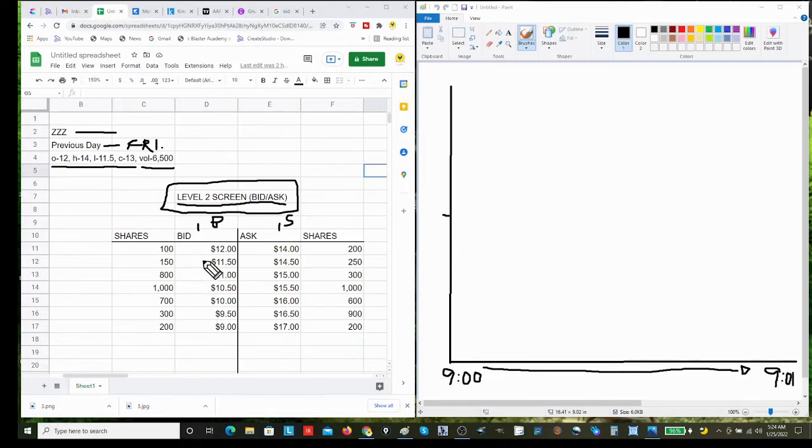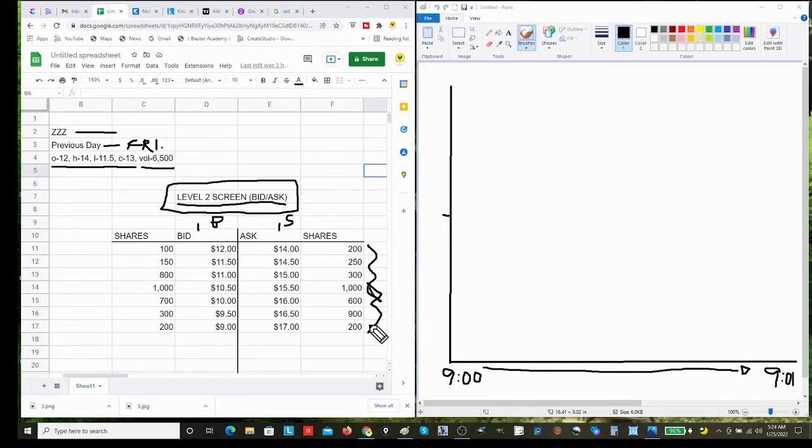So we can see that over the weekend, we have this many bids at the price of $12, 150 shares. At $11, we have 800 shares. $10.50, we have 1,000 shares. So on and so forth. You can see, of course, the zigzagging volume here. Okay? Likewise, here you can see the zigzagging volume. Got considerably higher here, then less, then higher again, and less.